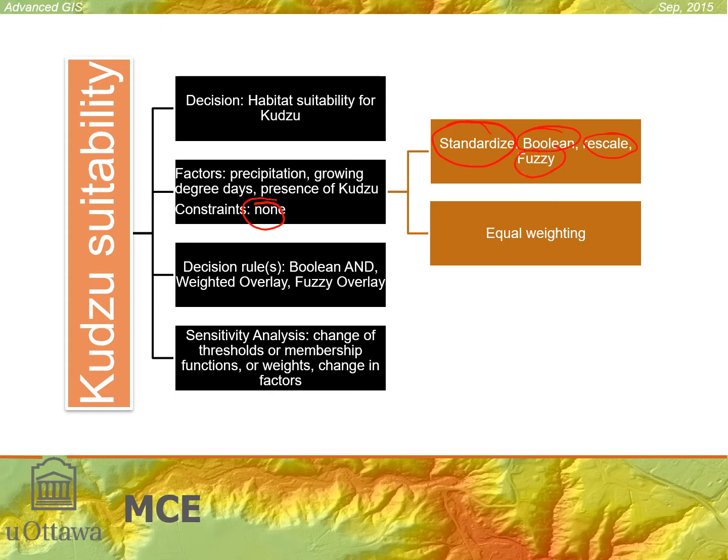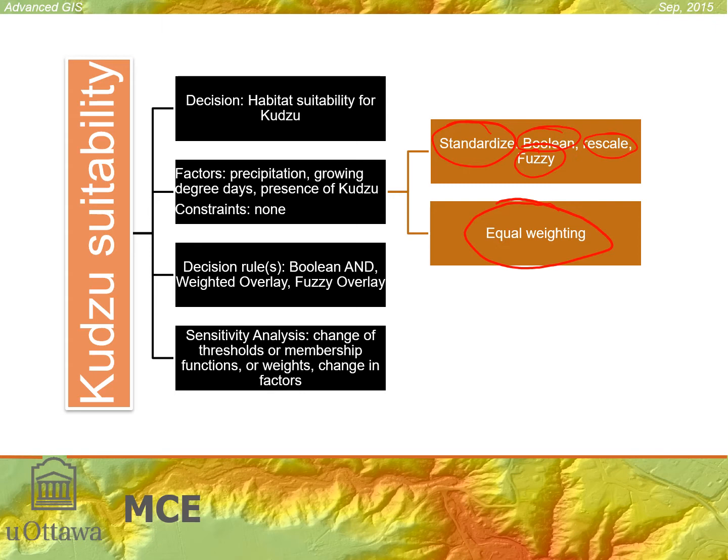Fuzzy, on the other hand, we use functions called fuzzy functions or membership functions to fuzzify each of the factors into membership in the idea of suitability for Kudzu establishment and propagation. We also have to consider weighting. We'll look at equal weighting cases, but we might try changing the weights as well to see what would happen to the output.